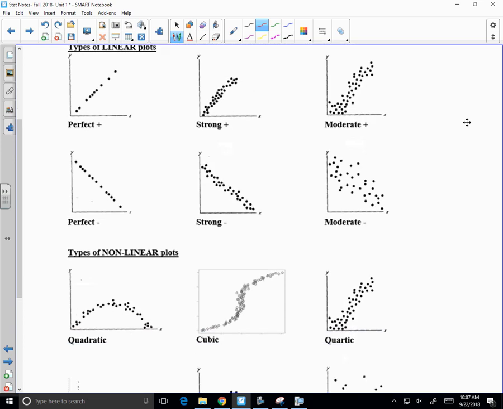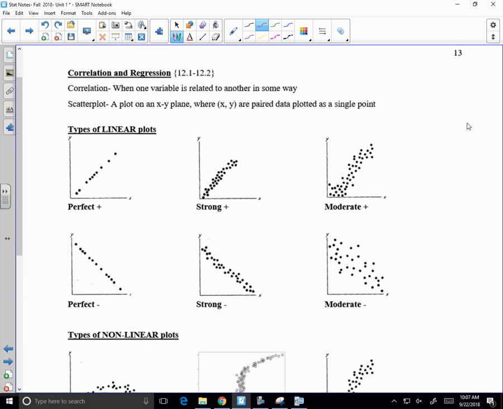give you the background a little bit, and then we'll talk about how to construct different types of graphs, and then also how to interpret them. This is where we're dealing with the relationship between two variables.